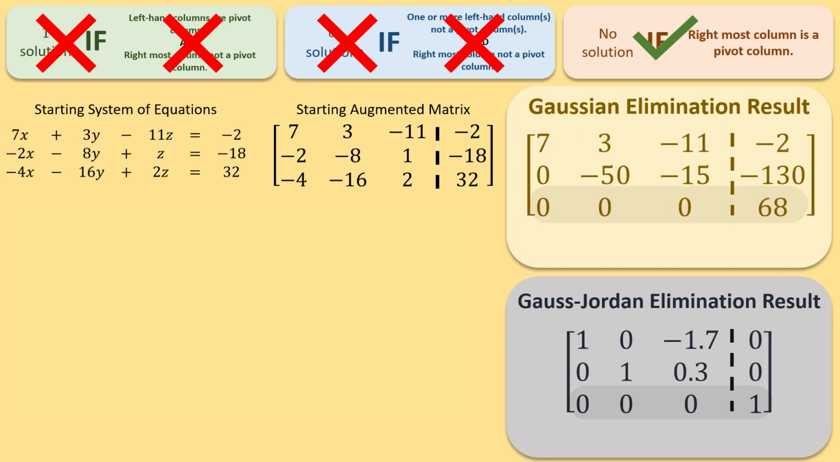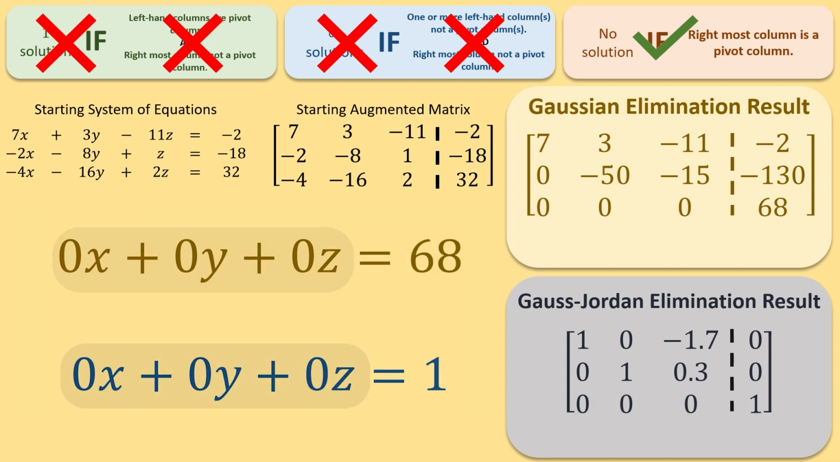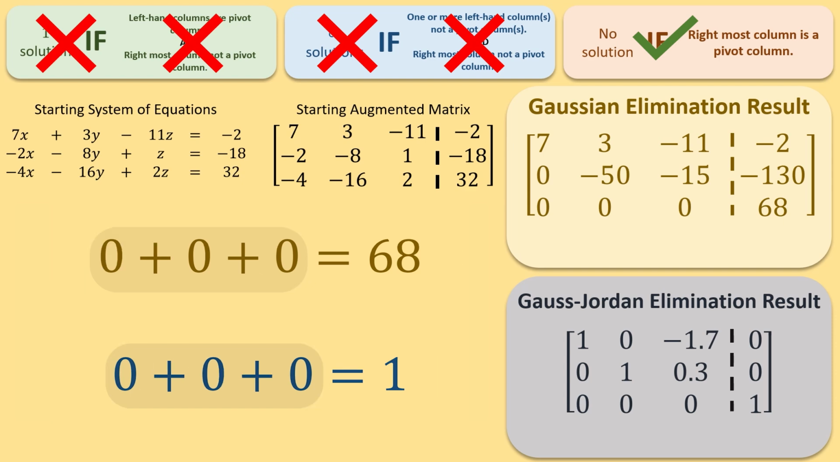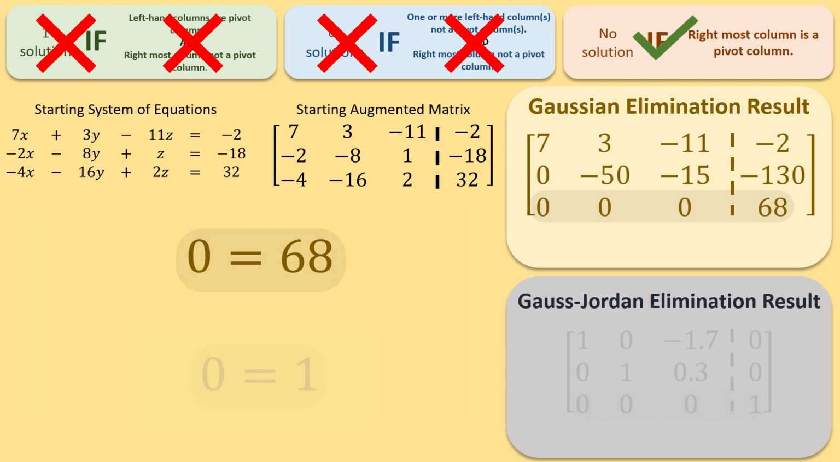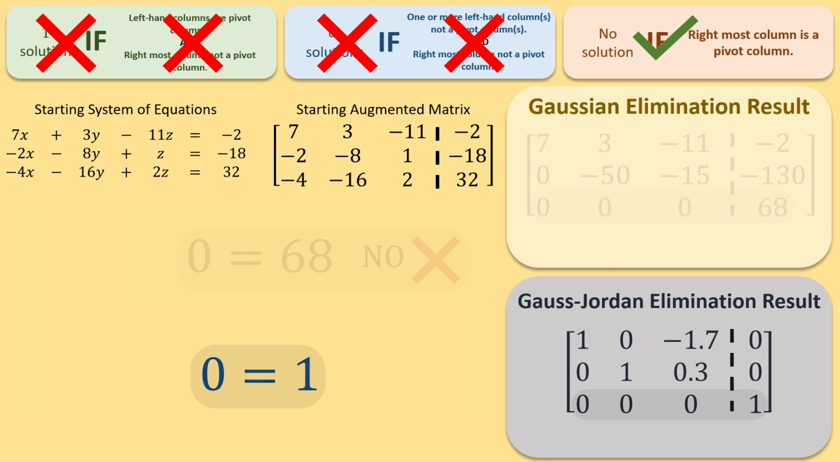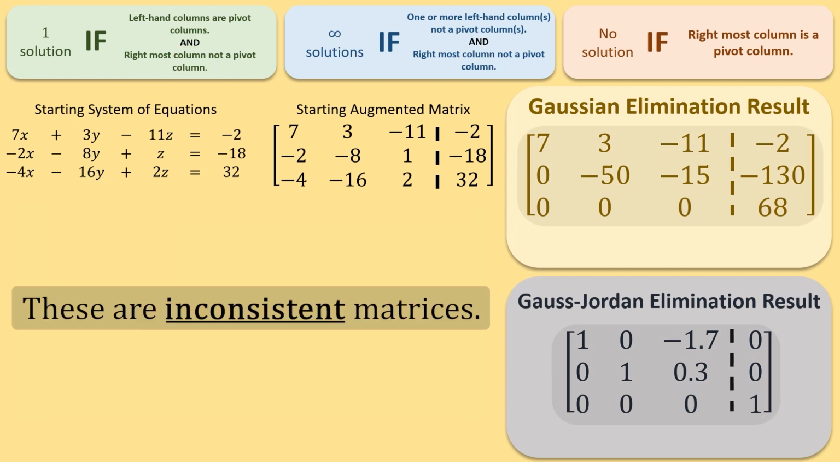This bottom row represents 0x plus 0y plus 0z equals a non-zero constant. 0x, 0y, and 0z is just 0. 0 added together 3 times is just 0. So for both of these final results, we essentially have 0 equals a non-zero constant. Consider the result we get from Gaussian elimination. Does 0 equal 68? Well, no. For the Gauss-Jordan elimination case, does 0 equal 1? No. Basically, we have something that is not true within our resulting matrices, making it so that no solution exists. We call this an inconsistent matrix.